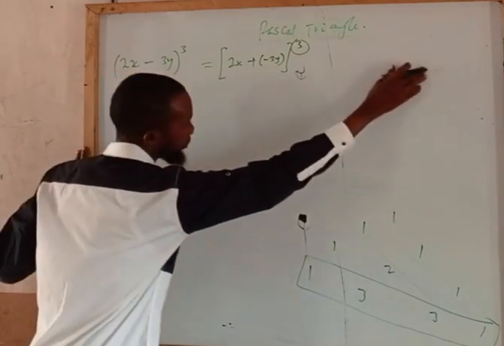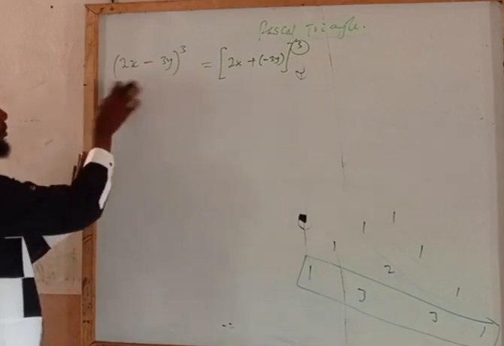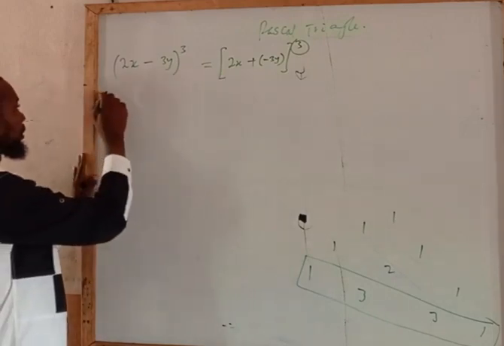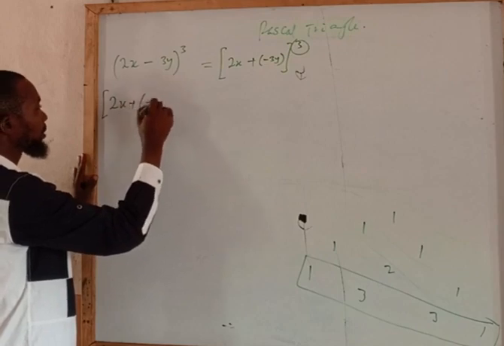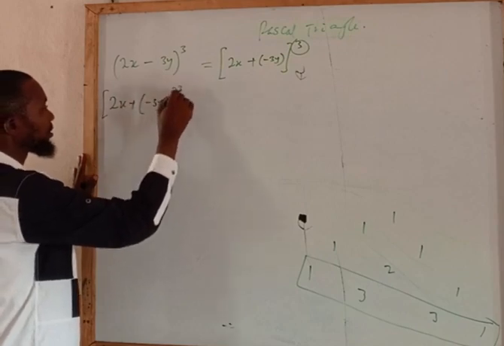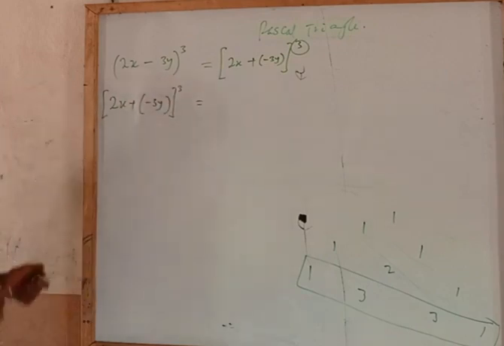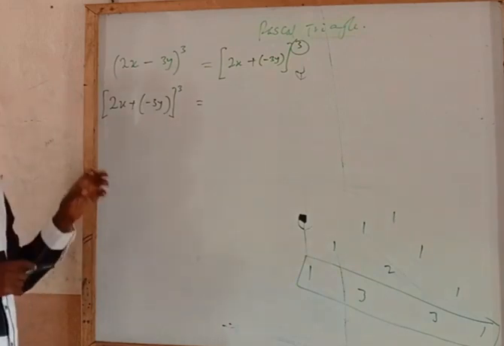I don't want to model things up, so I prefer showing my workings here. Let me say I have 2x plus minus 3y, then everything raised to power 3. Now the next thing is we want to begin with the expansion.